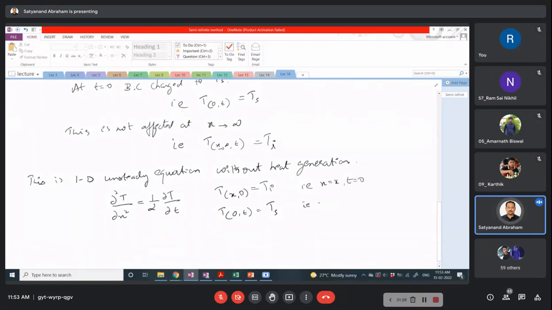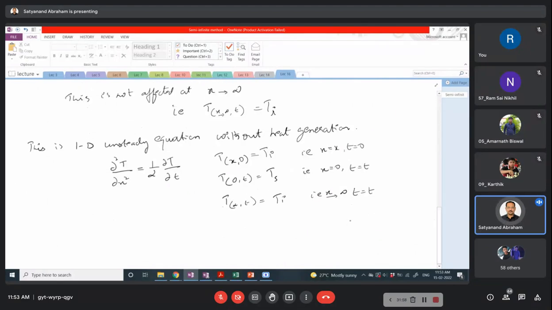The second one is at x equal to 0 and any time t, T is equal to Ts. That is the first boundary condition. The second one is x tends to infinity, T is equal to Ti. So we have two boundary conditions and one initial condition, and with this we can solve it.